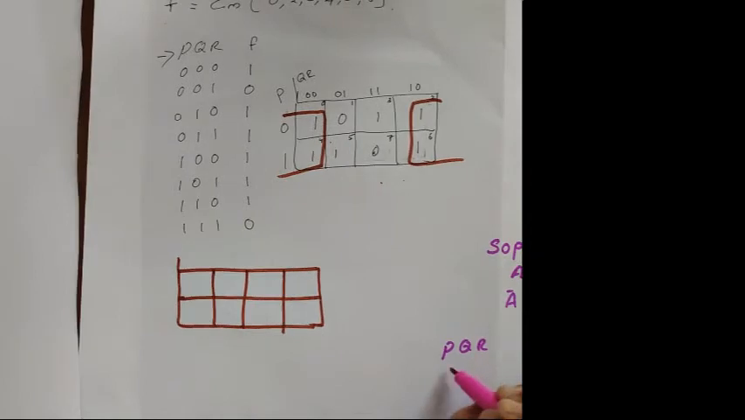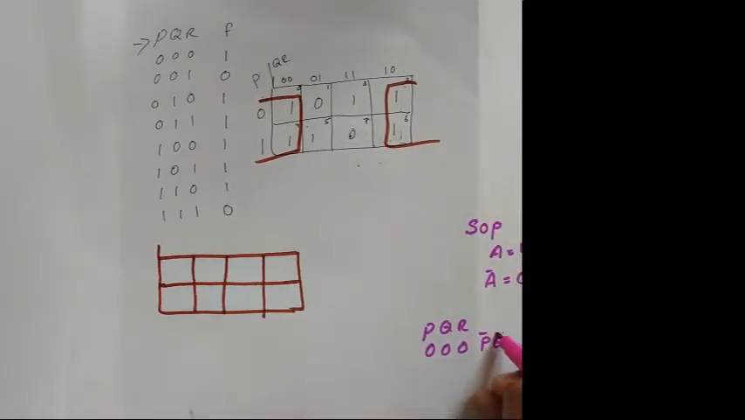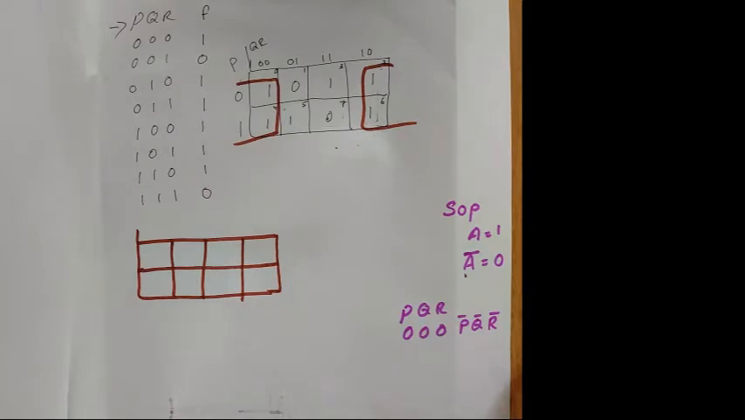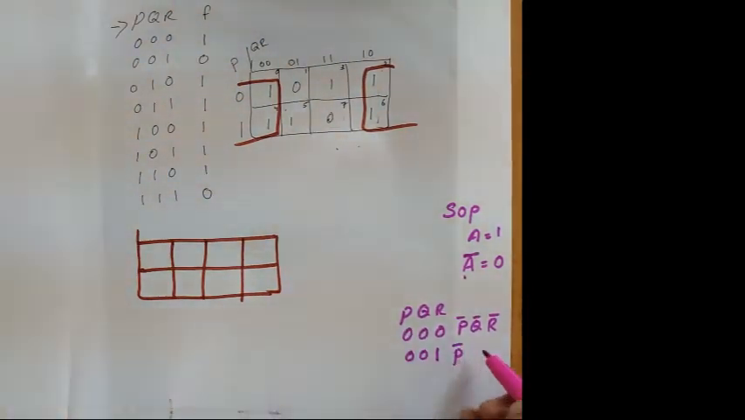P, Q, R, 0, 0, 0. That means P bar, Q bar, R bar. If it is 0, you have to represent it as A bar, no? So you can write it as P bar, Q bar, R bar. 0, 0, 1 means P bar, Q bar, and R is 1, so R.